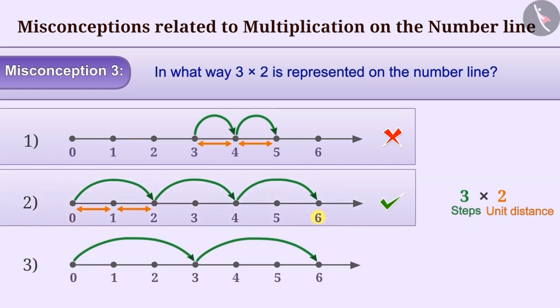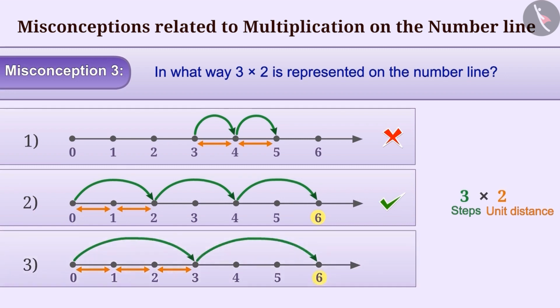Sometimes, instead of taking 3 steps of 2 units each, students take 2 steps of 3 units each. Although it gives the correct answer, this is an incorrect way of thinking as it represents 2 multiplied by 3. However, we have to represent 3 multiplied by 2. So, option 3 is also an incorrect answer.